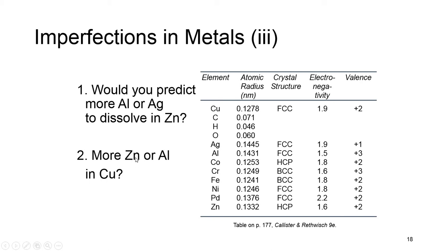For this one, zinc or aluminium, which one is going to dissolve in copper? Again, you see zinc is HCP, aluminium is FCC, and copper is FCC. So due to having a similar crystal structure, aluminium is predicted to dissolve in copper. So this is for the 12th session, and we continue the rest about imperfections in polymers in the next session. Thank you.